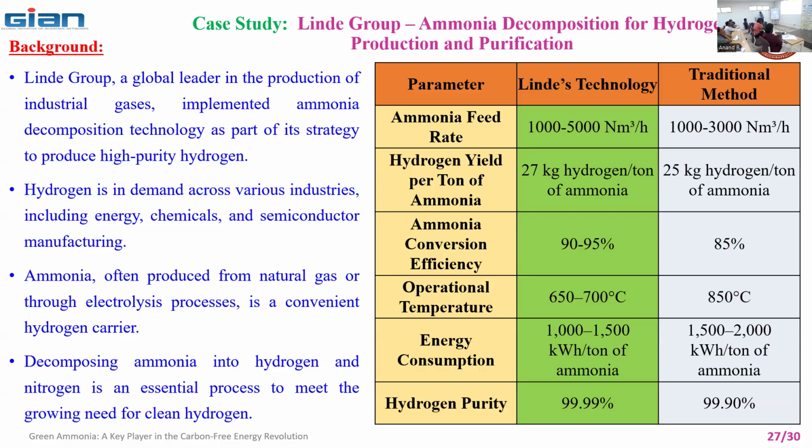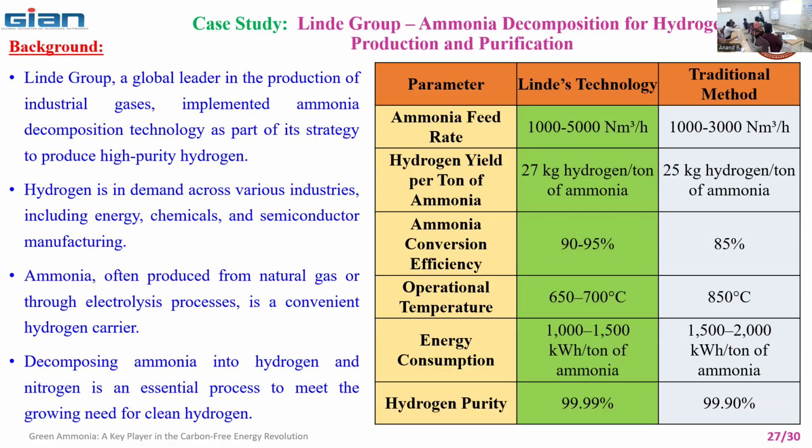It's about 1000 to 1500 units of electricity or thermal energy you are going to provide per ton of ammonia. For the traditional method, we are providing 1500 to 2000 kilowatt hour per ton of ammonia. Then hydrogen purity: they are claiming 99.9% using Linde technology. Our traditional method is also able to attain the same level, 99.9%.